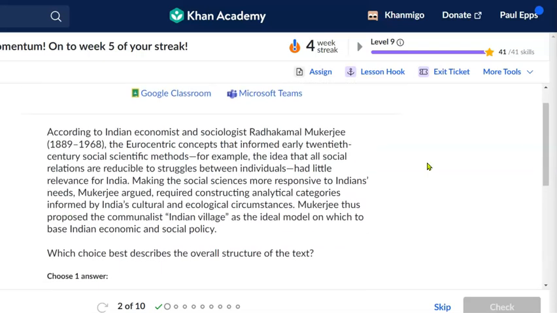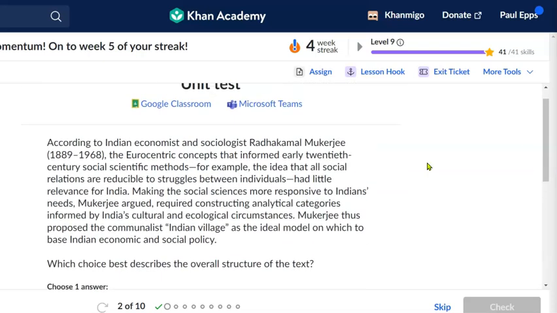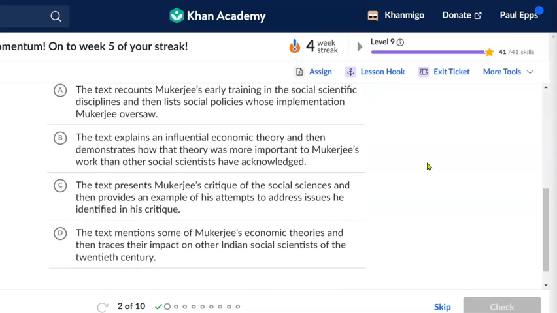No, not an economic theory. It's not even an economic theory, is it? Is it social science? So no, B, no. C, the text presents Mukherjee's critique of the social sciences and then provides an example of his attempts to address issues he identified in his critique. Yes, I don't even want to read D. C is exactly right.